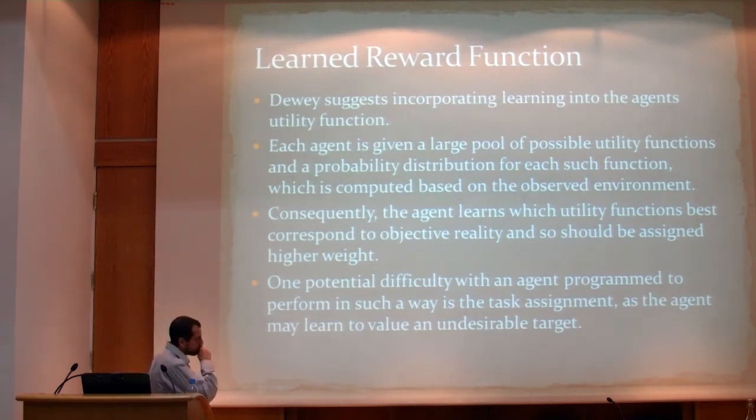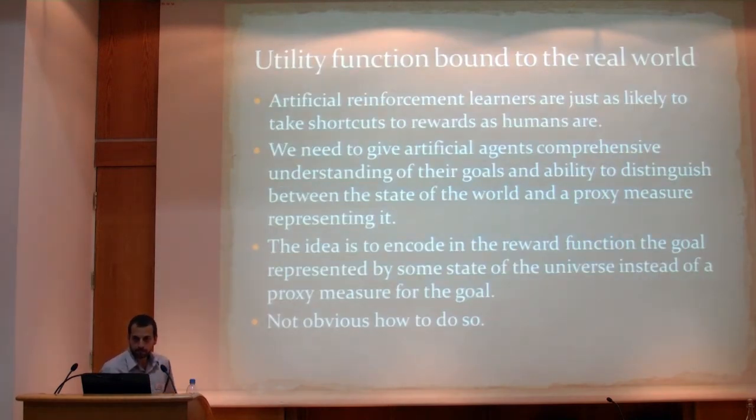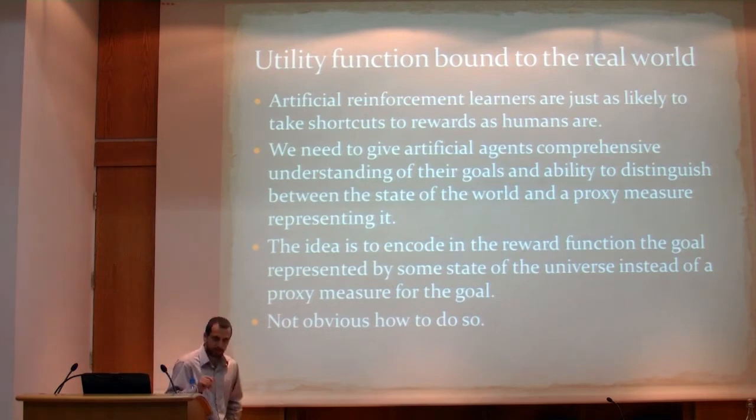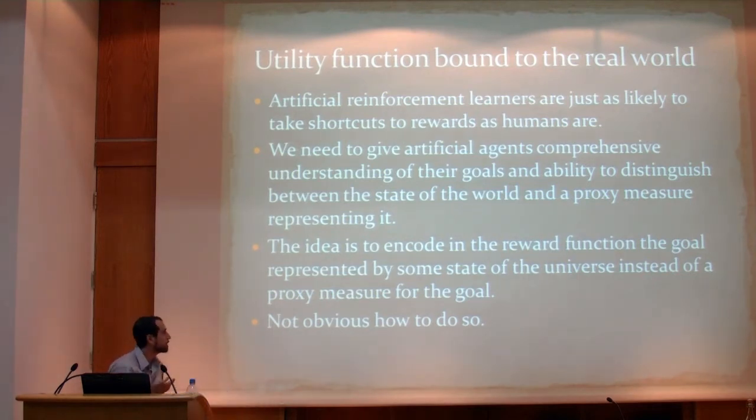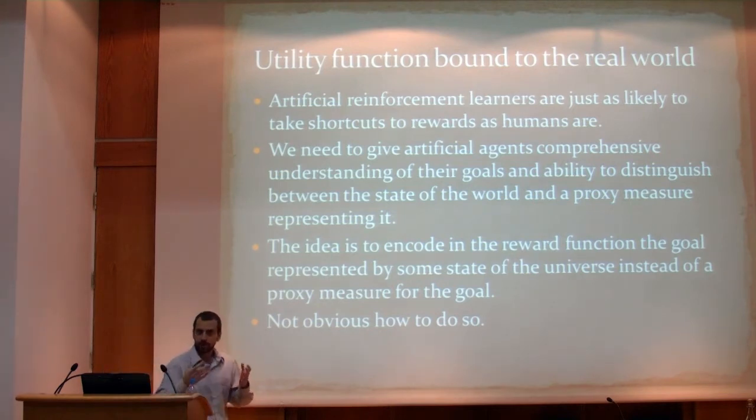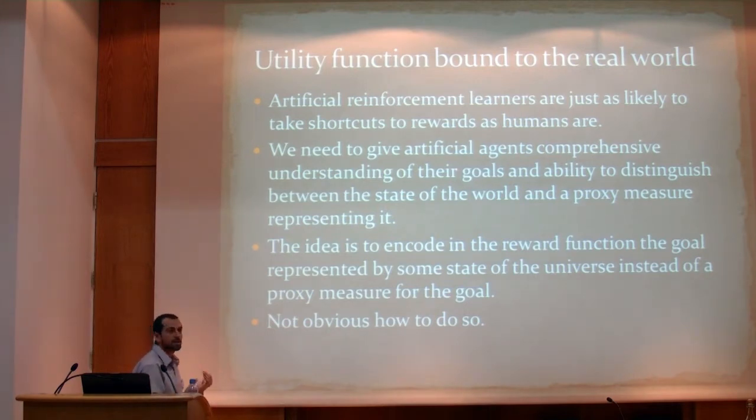There are also ideas for learning the proper reward functions, and there is some possibility that this approach might work, but it's also possible that the system will learn a reward function which is not really the one we had in mind. I believe Dr. Hibbard is the one who's suggesting this approach, the idea of bounding the utility function to the actual world, and it would be really perfect if the system actually knew the difference between the representation it has for the world and the world itself. Unfortunately, it's not really obvious how to make this happen precisely.